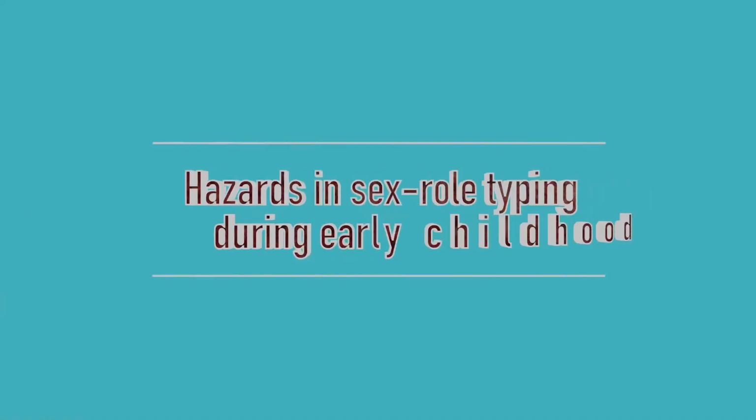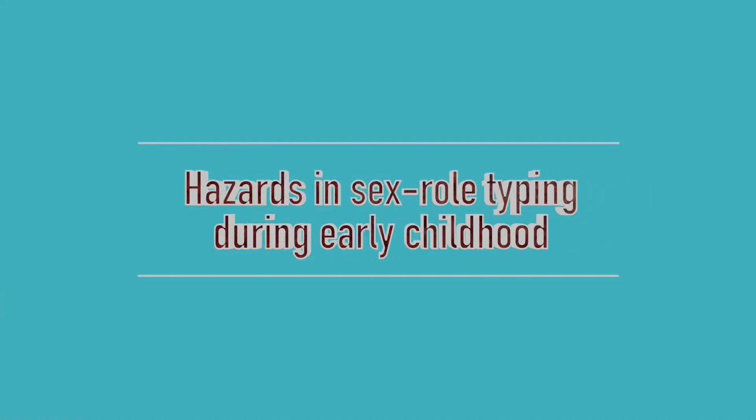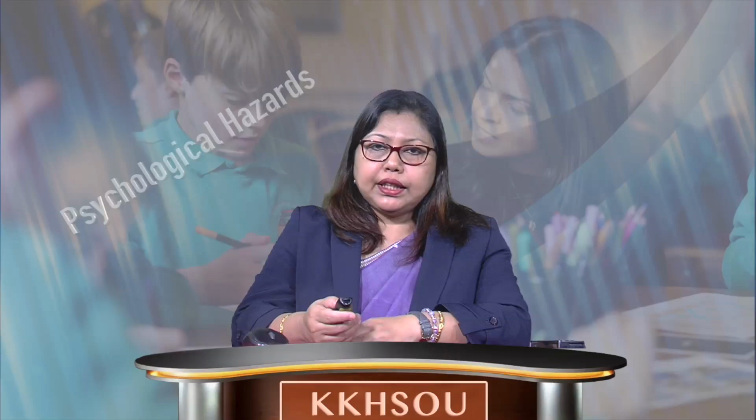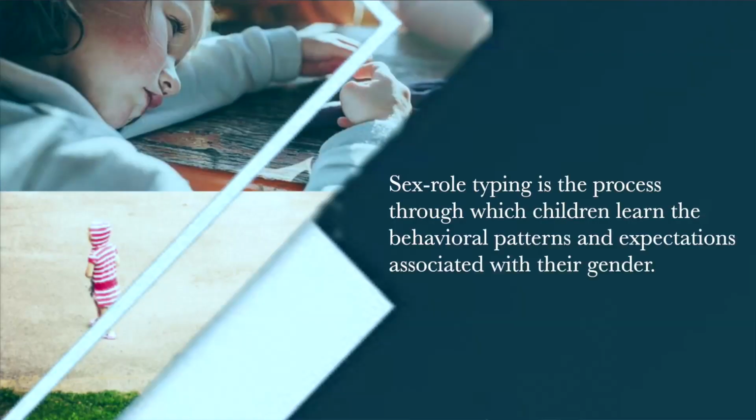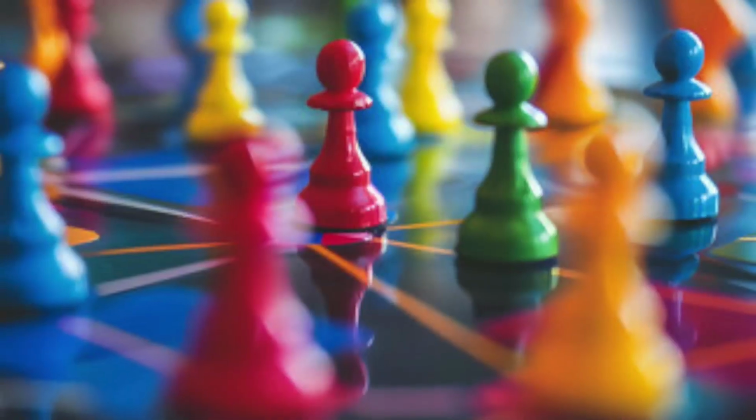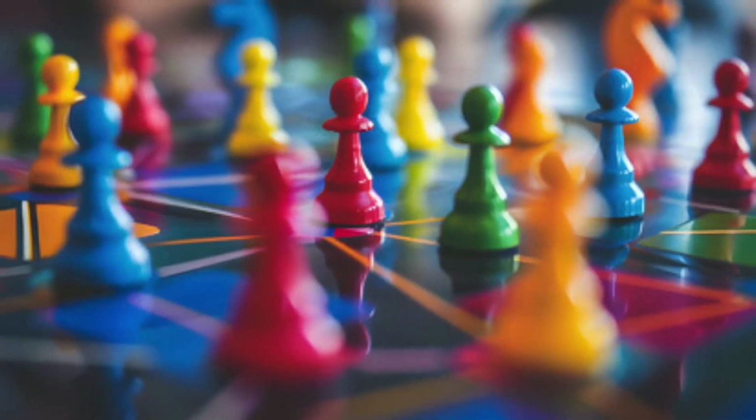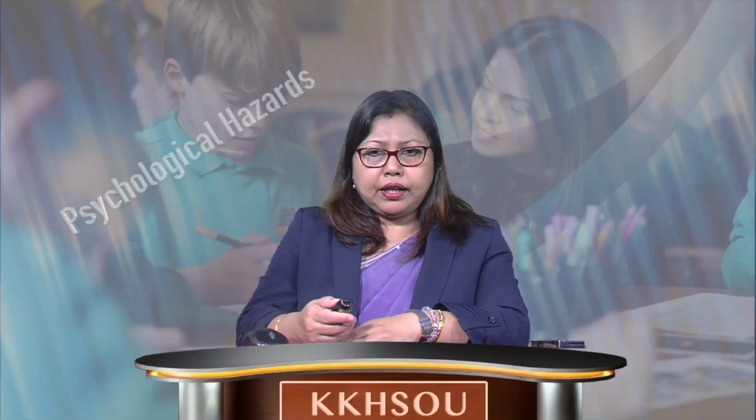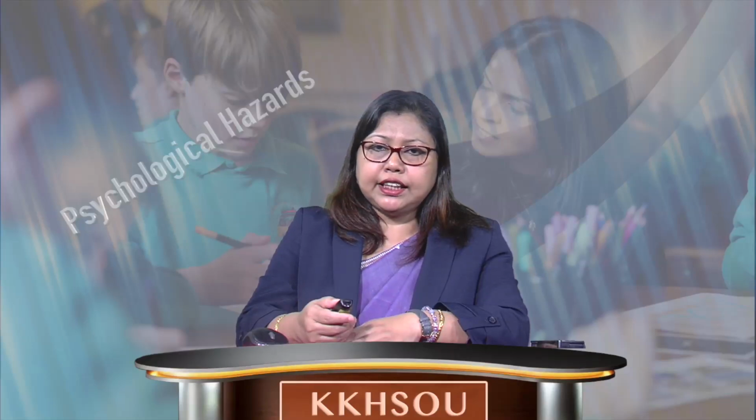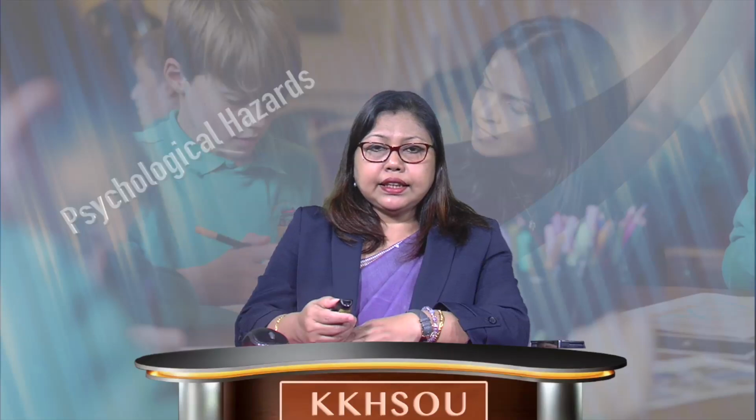Now, let us move on to another important topic, hazards in sex role typing during early childhood. Sex role typing is the process through which children learn the behavioral patterns and expectations associated with their gender. On one hand, this helps children understand societal roles and develops a sense of identity. On the other hand, if handled improperly, it can lead to limitations and challenges that affect their self-confidence and social adjustment. Let us take a look at some of these hazards and how they might impact children.